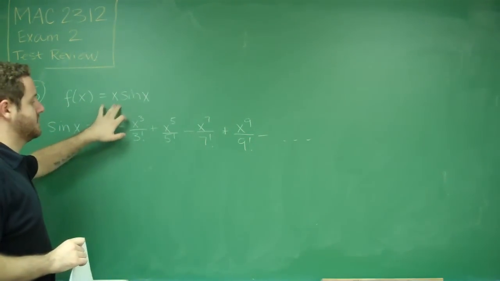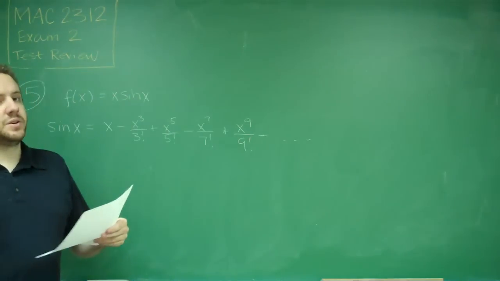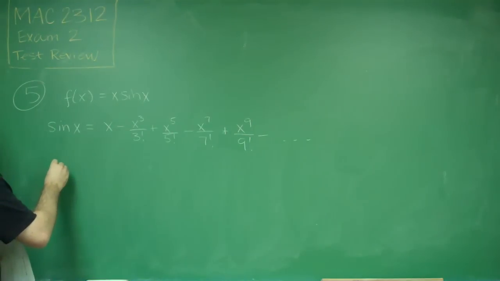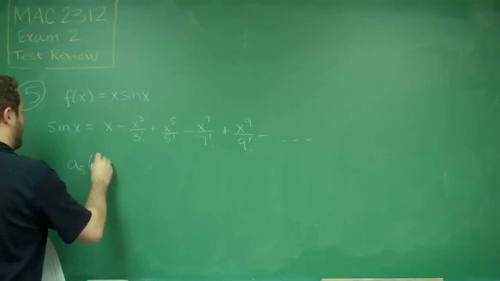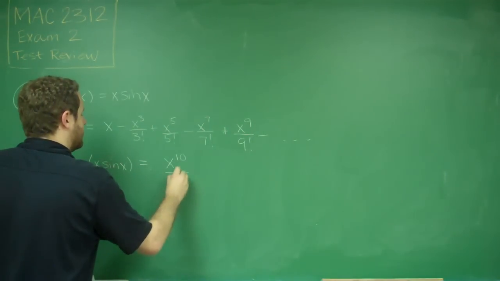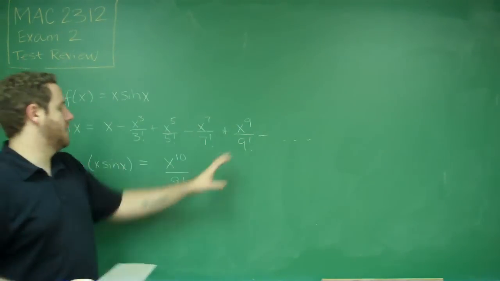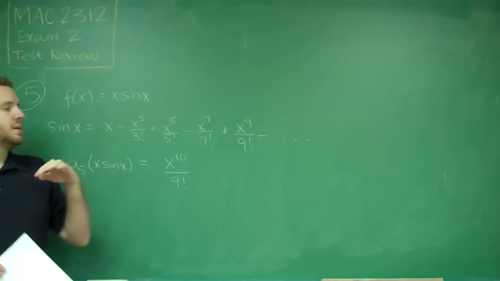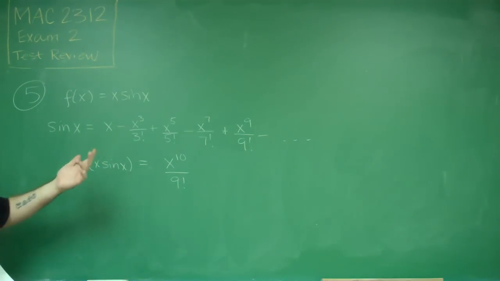So if we want x sine x, all we have to do is multiply everything by x. But again, we're only interested in the fifth term, so this one. And if we multiply this by x, let's just go with, say, a sub 5. So the fifth term of x sine x would be x to the 10th over 9 factorial, because we have our sine x function, but we're multiplying through by x, so we get that. That's a pretty typical question where you might be asked for much further than 5, and if you are, you might want to go to the series representation and then just plug in the n.